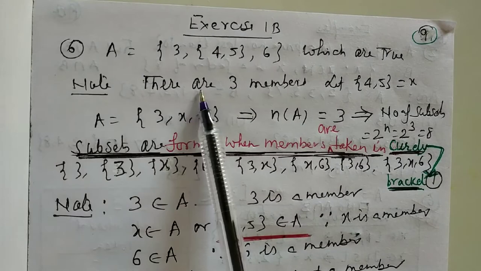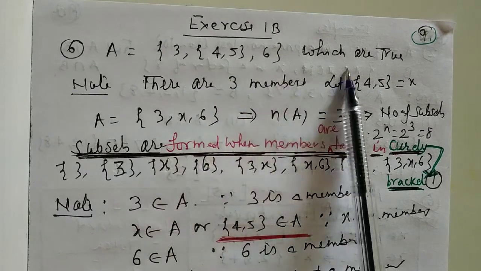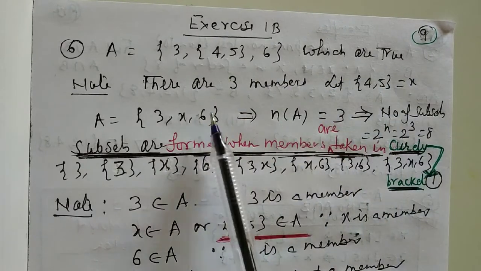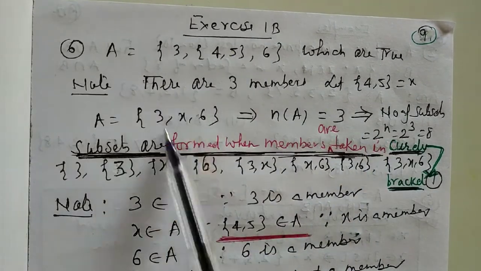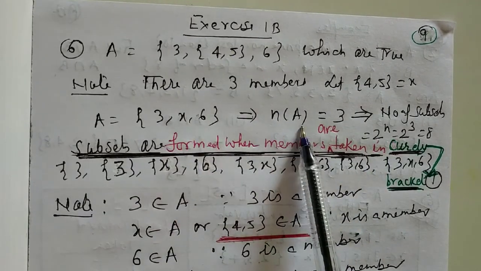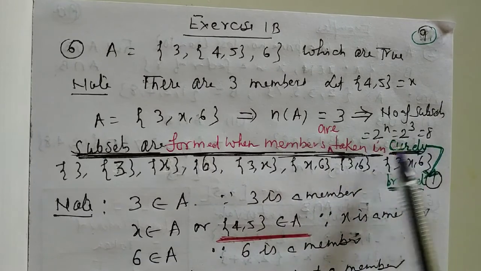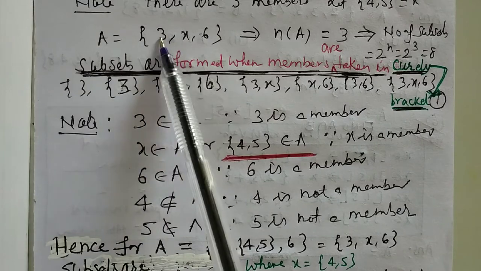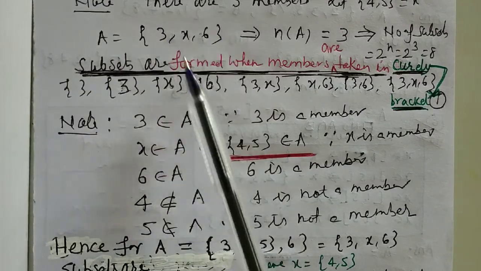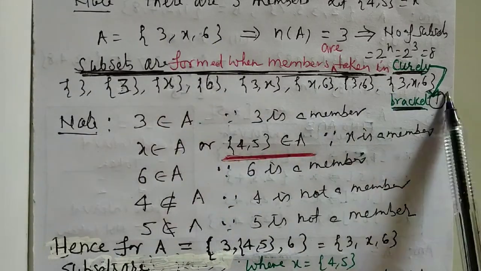Now A is equal to {3, {4, 5}, 6}, which is true. There are 3 members. Let {4, 5} be X. Then {3, X, 6}. So n of A is equal to 3. So the number of subsets is 8, 2 to the power 3, 8. So the subsets are blank, {3}, {X}, {6}, pairwise and then all.